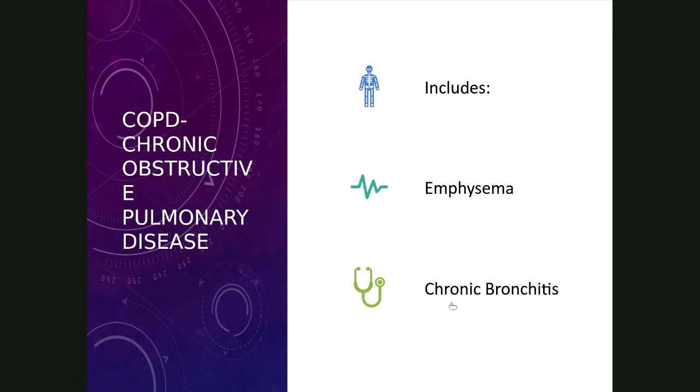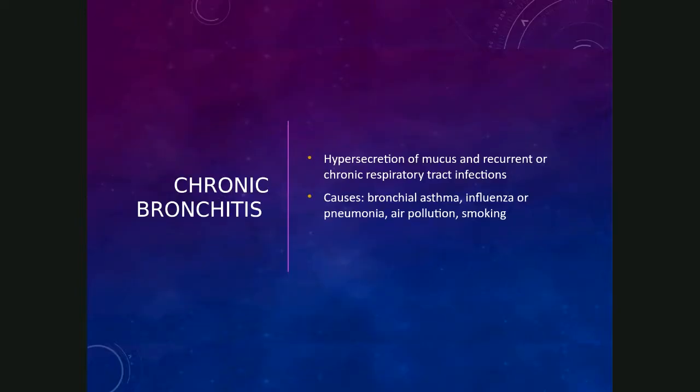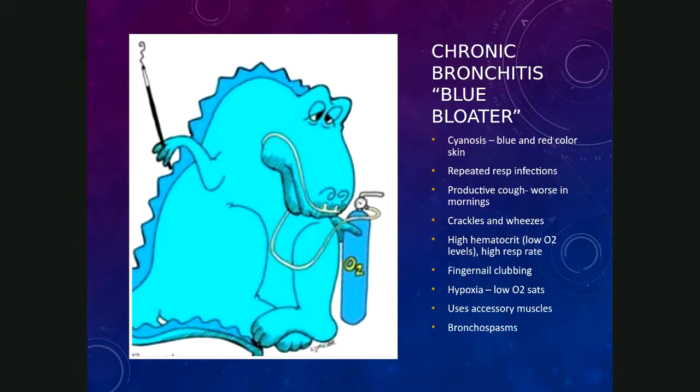Chronic bronchitis is the hypersecretion of mucus and recurrent or chronic respiratory tract infections. It's usually caused by bronchial asthma, flu, pneumonia, air pollution, and smoking. Okay, and I know you guys have seen the blue bloater, the pink puffer. Chronic bronchitis, which is known as the blue bloater, it's cyanosis. The patient turns blue and red in color, and they have chronic respiratory infections.